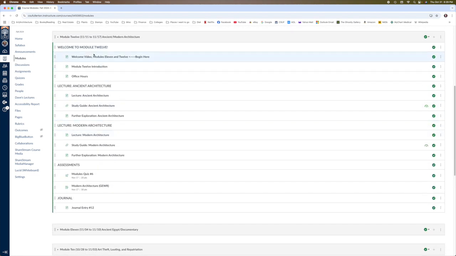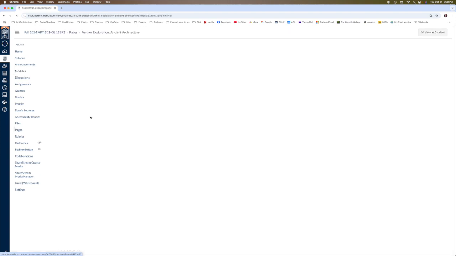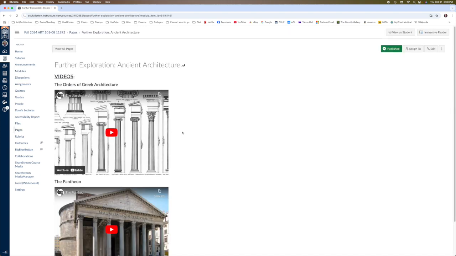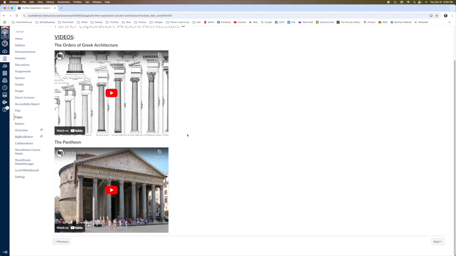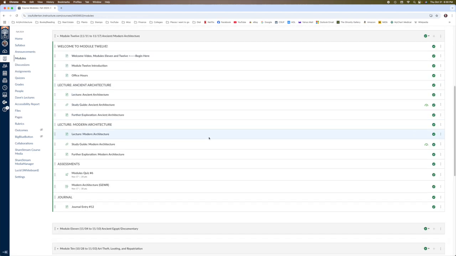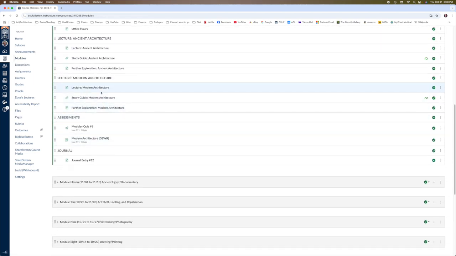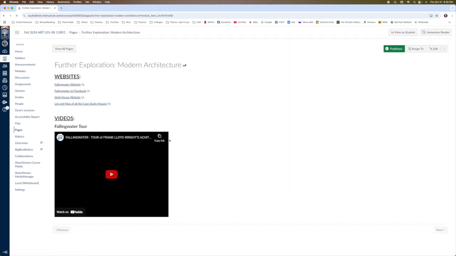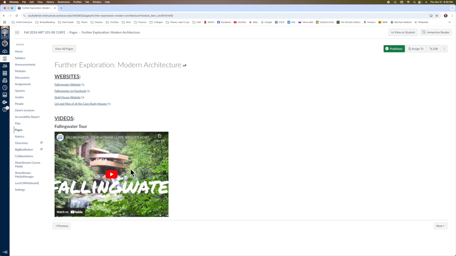Module 12, again, the same suspects up top. This time we're in ancient architecture, the lecture, study guide, and further exploration section. Here we have the orders of Greek architecture and the Pantheon, and so not a whole lot of further exploration material. For modern architecture, we've got the video, your study guide, and further exploration here. Again, a little limited, but we've got a video of Fallingwater. You can't take a video inside the building, but this is the outside landscape.